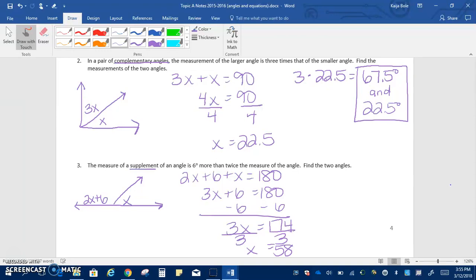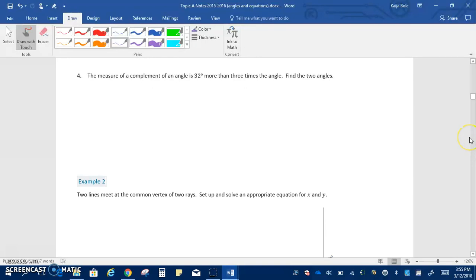But now for that first angle, I'm going to have to do 2 times 58 plus 6, and that gets you 122 degrees. And then my other one would just be 58 degrees. So those are my two angles. Alright, go ahead and flip the page. We're going to do just one more here.